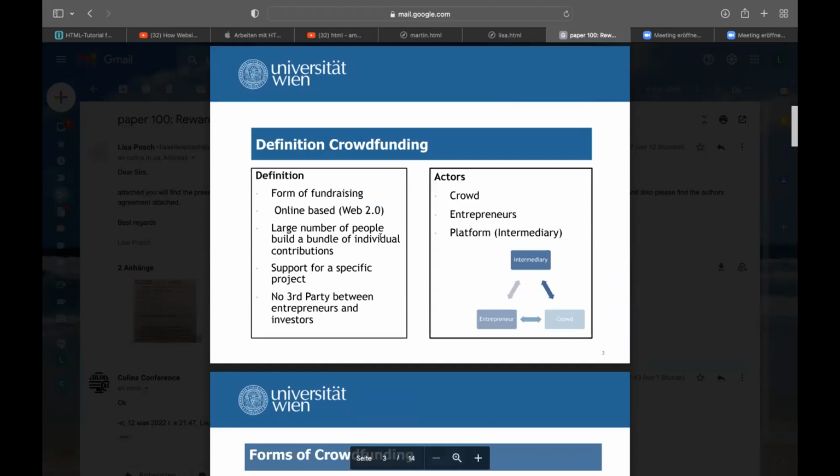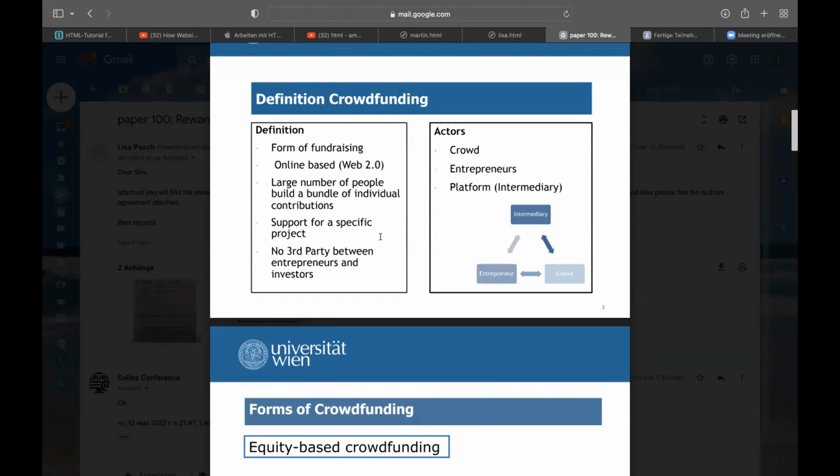So now I like to start with the definition of crowdfunding. Crowdfunding is a form of fundraising, which is mainly online based since the appearance of Web 2.0. A large number of people build a bundle of individual contributions, and they support a specific project or aim. There is no standard financial intermediary between the entrepreneurs and the crowd like a bank. There are three main actors: the crowd, the entrepreneurs, and also the platform.